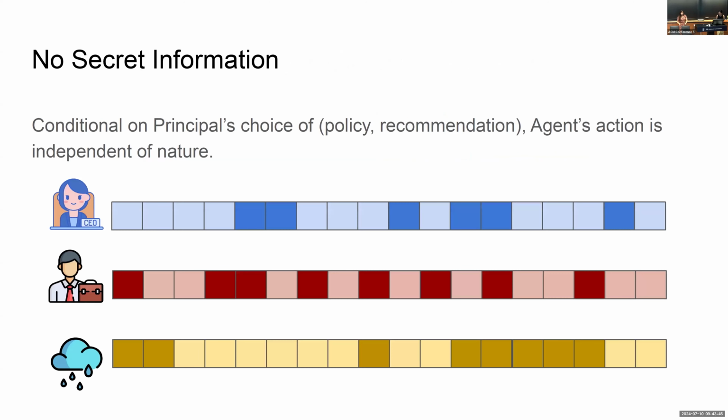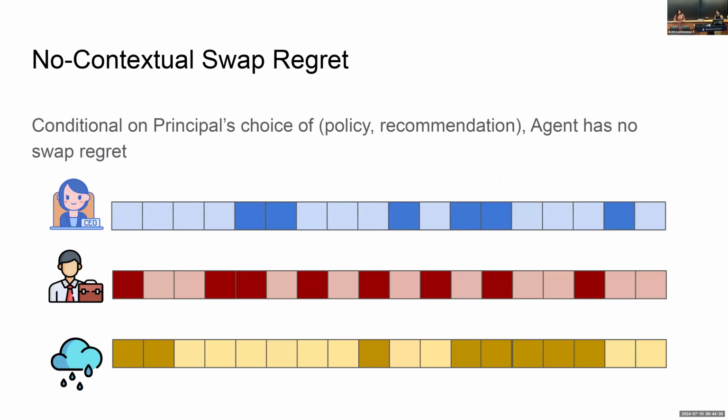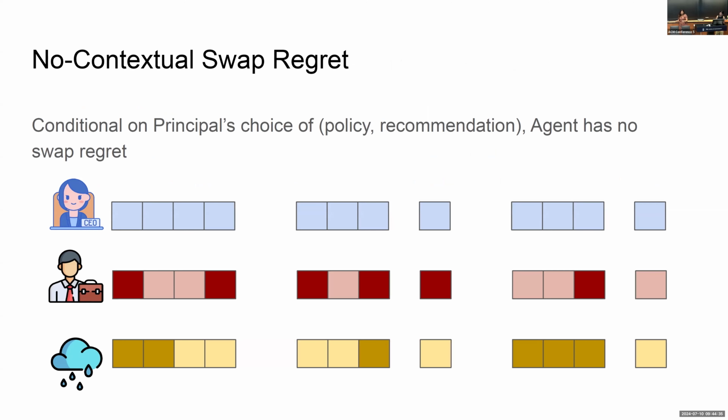Okay, the second key thing that happens in the standard setting is that not only is there this shared prior, but the agent is going to best respond to it every round. So we still want some notion of being rational, being strategic for our agent. So we're going to say that they have no contextual swap regret. So this is also a strict generalization. So what does this mean? We are again going to condition on the principal's choice of policy recommendation. And under this, we're saying the agent has no swap regret, right? So keeping the state of nature fixed, we're going to say that if the agent swaps their actions, they're not going to improve.